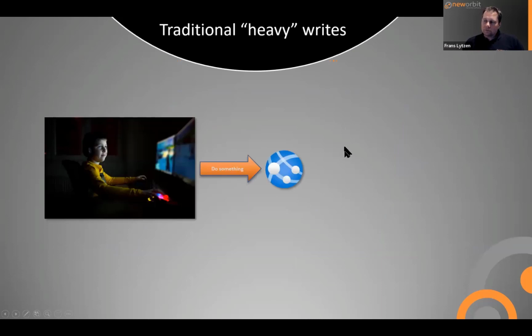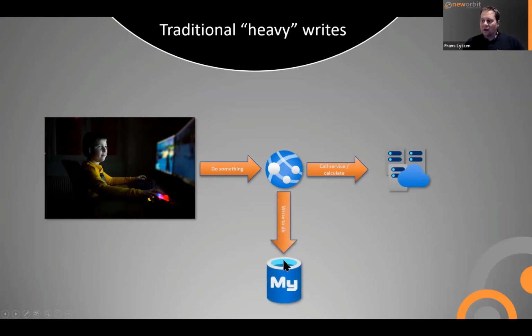So you typically do that when you have these traditional, what I call heavy writes. Somebody accesses your site or your system or calls your API, and they do something to your site, and then that immediately in memory calls out to some other services, does some calculations, and then it writes the stuff to the database.